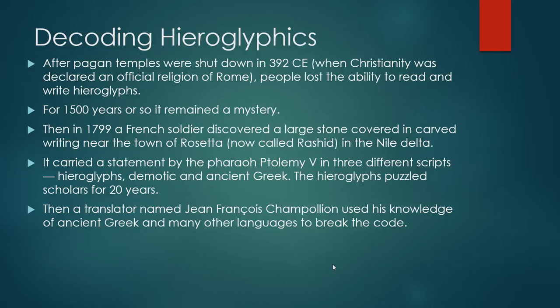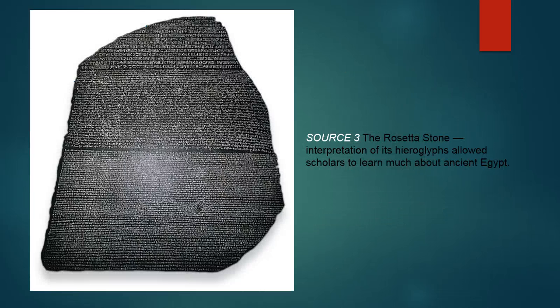It carried a statement by the pharaoh in 3 different scripts. So it had hieroglyphics, Demotic, and Ancient Greek. A translator was then able to use his knowledge of Ancient Greek and many other languages to break the code. So there's 3 different languages on there, including hieroglyphics, and then someone who was able to read the Ancient Greek writing was able to translate the hieroglyphics. And this is a picture of that stone.